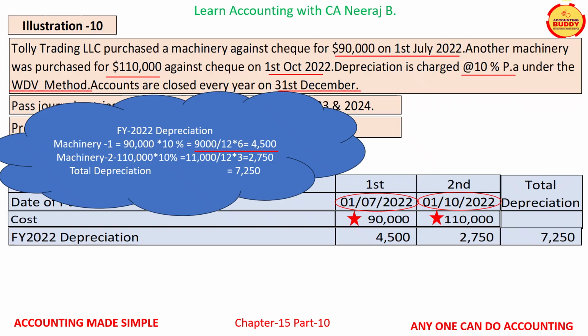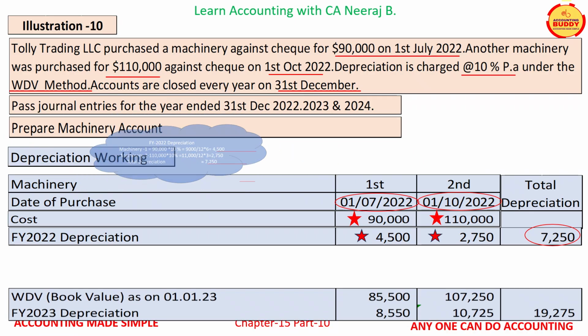Therefore, when we apply the depreciation rate of 10% per annum on the cost of machinery 1, which is $90,000, we will get an annual depreciation amount of $9,000 and the proportionate amount of depreciation for 6 months will be $4,500. For machinery 2, depreciation will be charged for 3 months. Therefore, the proportionate amount of depreciation for machinery 2 comes to $2,750. Therefore, the total depreciation of both the machines for the financial year 2022 comes to $7,250.